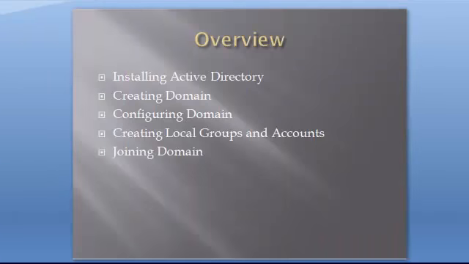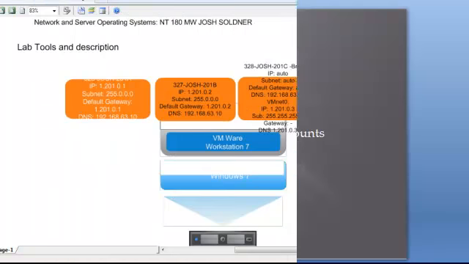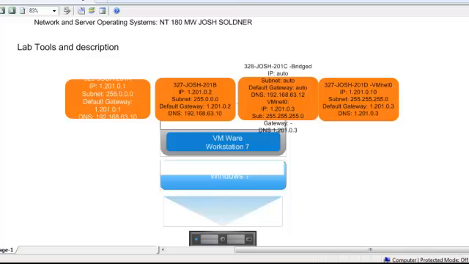Today we're going to be learning a little bit more about domains, configuring them, joining them, and doing multiple different things with them. We're going to be installing Active Directory to enable us to get into domains. We're going to be creating domains, configuring that domain, creating local groups and accounts in that domain, and ultimately joining that domain from a different machine.